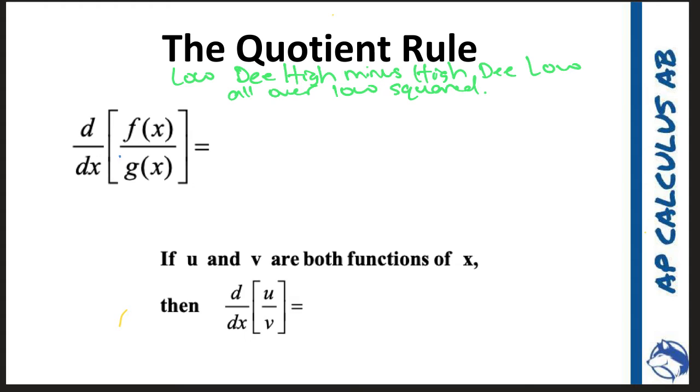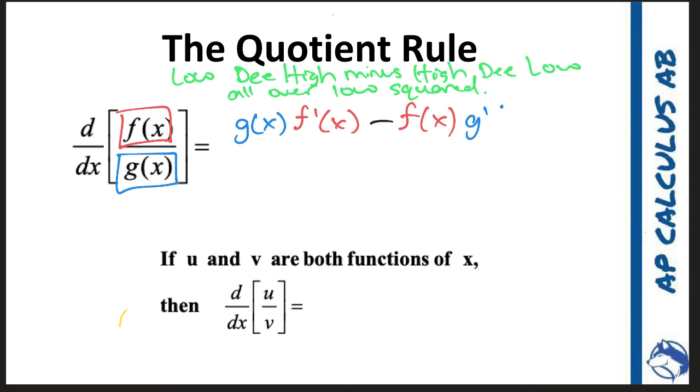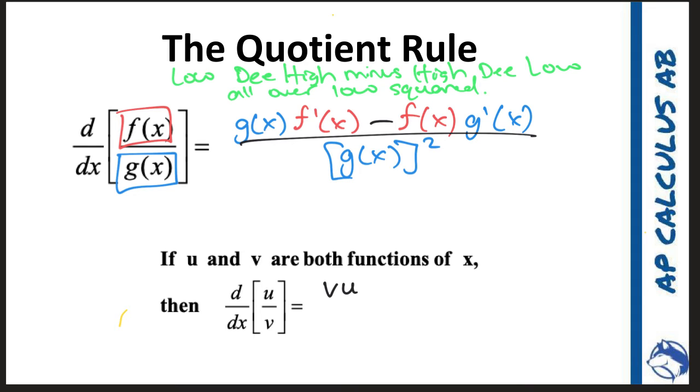So if I take the low one, which I'm going to write in blue, low, high is in red, d high, the derivative of high, minus high d low. This is all over low squared. So that's how I remember it. It's pretty nice and easy, and that is something you definitely need to know. If I'm looking at it in terms of u and v, it would be v times u prime minus u times v prime all over v squared.